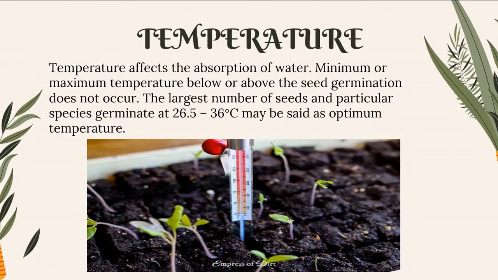Next, we have temperature. Extremely high or extremely low temperatures are not favorable conditions for seed germination. Temperature affects the absorption of water. Below the minimum or above the maximum temperature, seed germination does not occur. The largest number of seeds of a particular species germinate at 26.5 to 36 degrees Celsius, which may be said to be the optimum temperature.